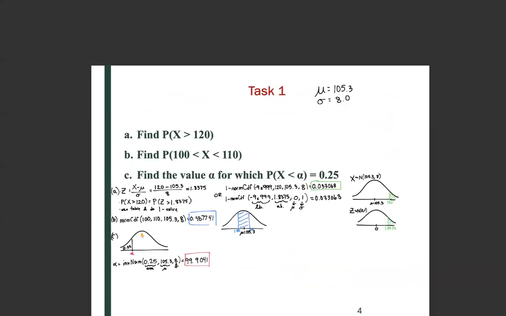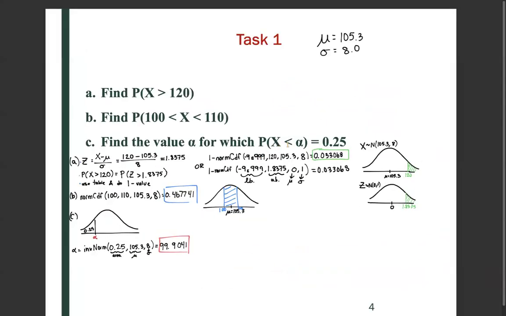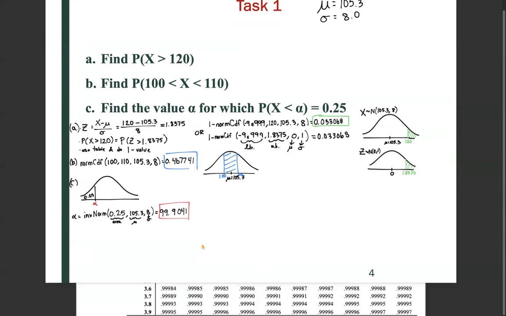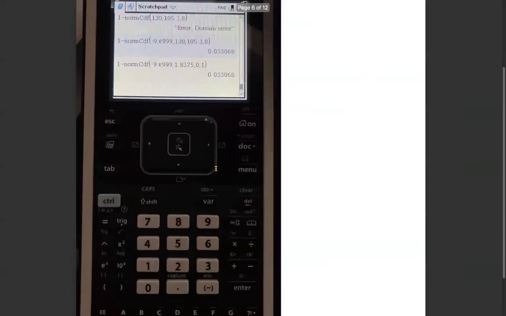Because here, the probability that x is less than alpha, so that's this area under the curve. So that would be 0.25 is that area. And then the next value that you put in your calculator is the mean. So that's still 105.3 and the standard deviation of 8, and you'll get 99.9041.